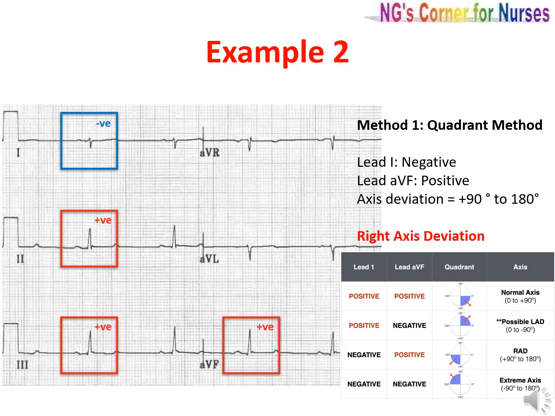Let's see another example. Here we will determine the axis deviation by using the first method, that means the quadrant method. In this ECG, we can see the lead 1 is negative and the lead AVF is positive. So, by taking help from the quadrant method summary table, we can see here the axis deviation is plus 90 degree to 180 degree. So, in this ECG, there is right axis deviation.